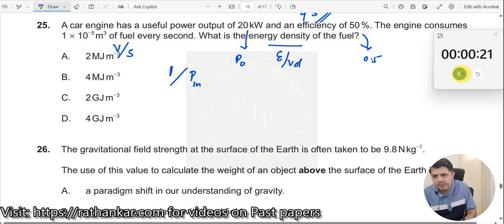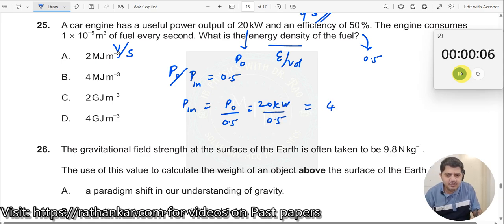Power output by power input is equal to efficiency, which is 0.5. So power input should be equal to power output divided by 0.5. What is power output? 20 kilowatt. 20 kilowatt divided by 0.5 should now be equal to 40 kilowatt. Okay, this is your input power.